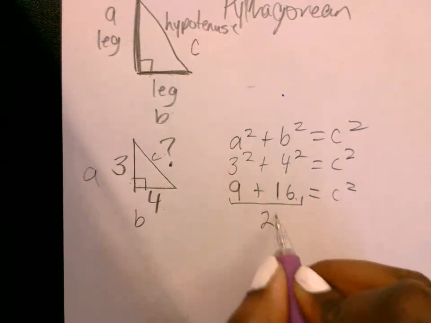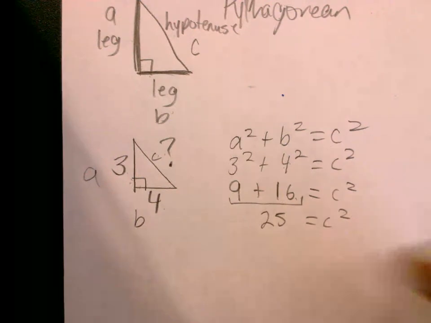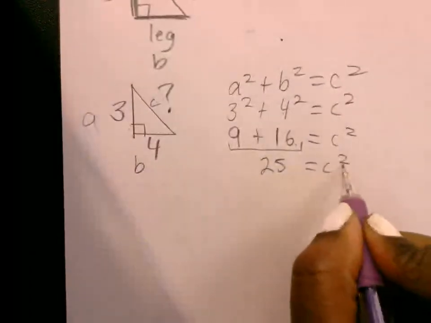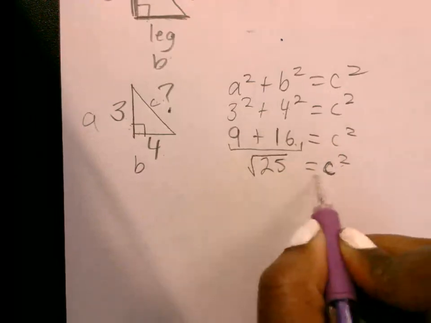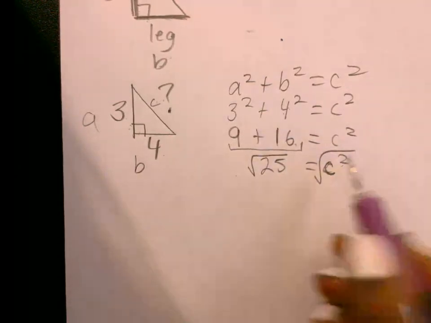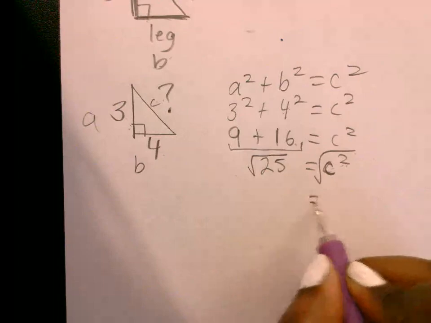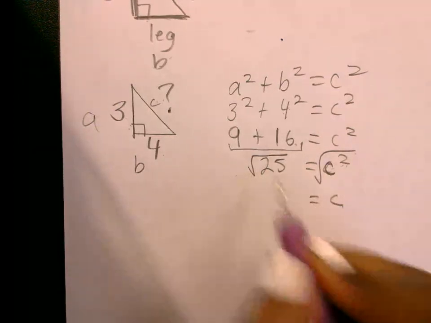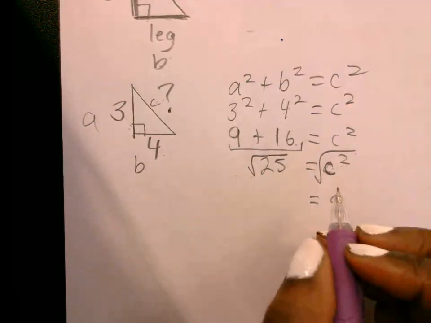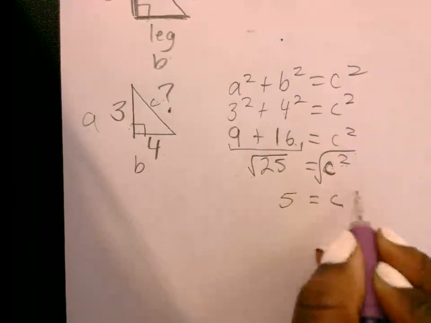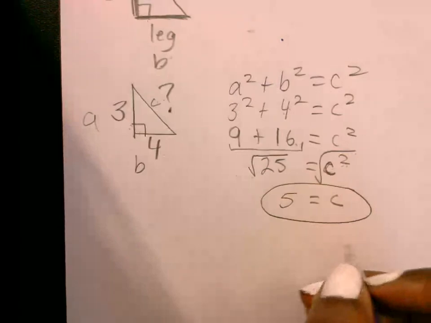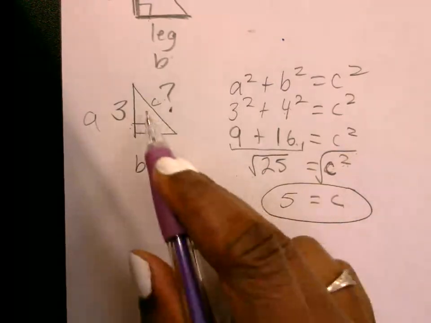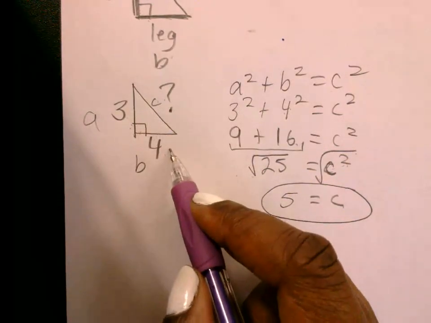25 equals c squared. What's the opposite of squaring a number, so we can figure out what c is equal to? Square root. So let's find the square root on both sides. The square root of c squared is just c. What's the square root of 25? It's 5, because 5 times itself is 25. So the answer is 5. Do you understand that? Yes, ma'am.